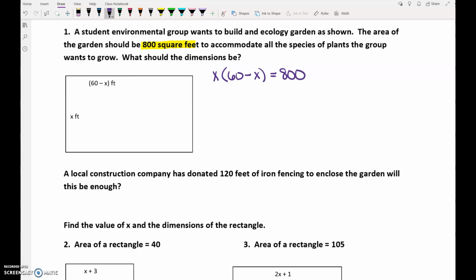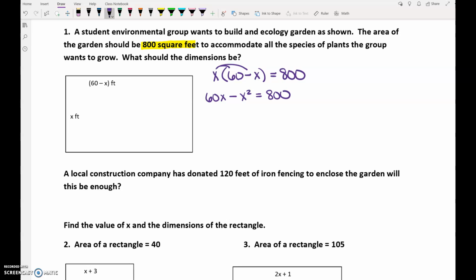So step 1, multiply the two things together and put it equal to whatever area it tells you. Step 2, multiply it out. So if we distribute, we have 60x minus x squared equals 800.